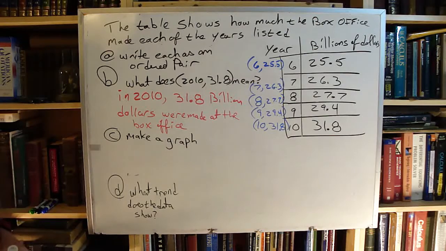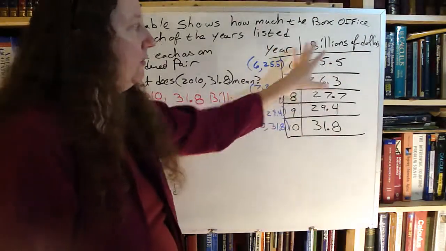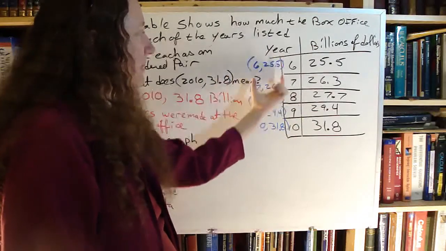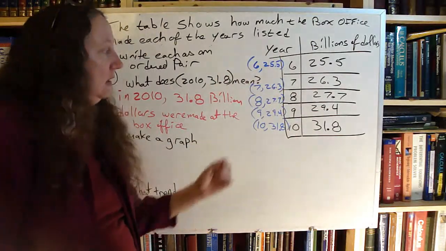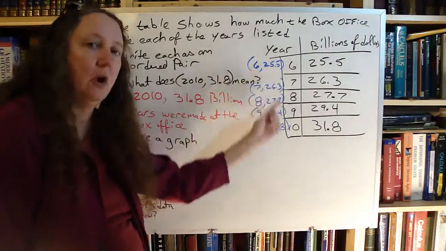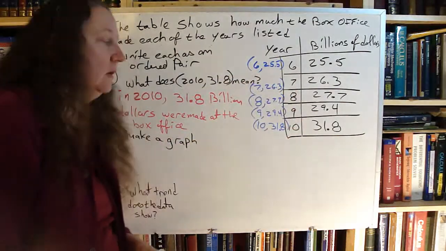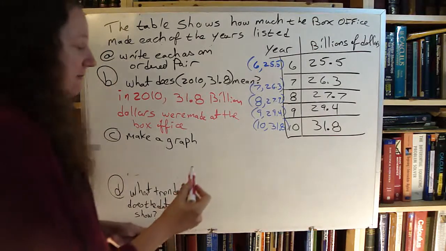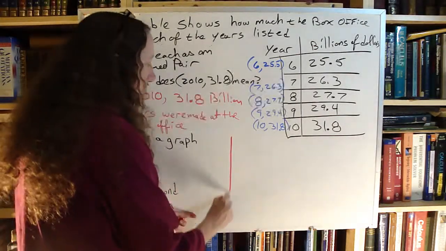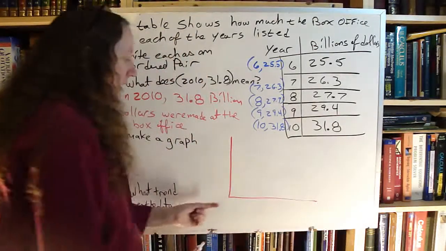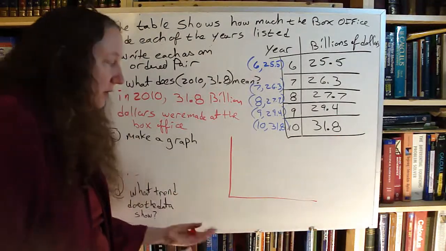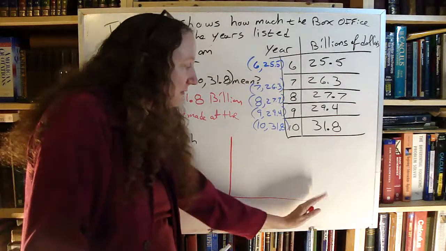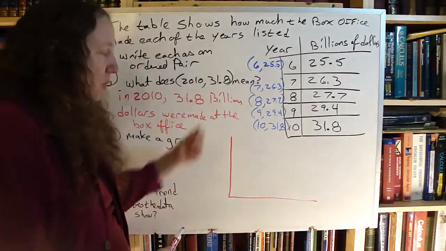Question C is asking us to make a graph. So as I look at my ordered pairs here, one of the first things that I'm noticing is that all of my numbers are positive. So if I am making my graph, I don't need my negative x's and I don't need my negative y's. I need only my positive x's and my positive y's.